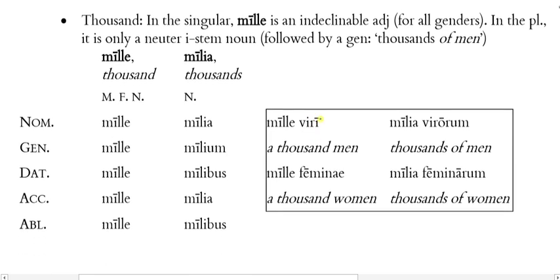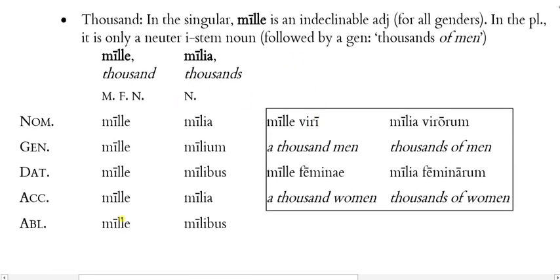So let's look at the forms here. And actually, we don't have to read them all. It's mille all the way down. So this covers all three genders because it's indeclinable, no gender distinctions. And it covers all the cases as well, so that's really nice. And if you know the word millennium, 1,000 years, this is that root. Now here are the neuter plural forms of thousands. Milia, milium, milibus, milia, milibus.